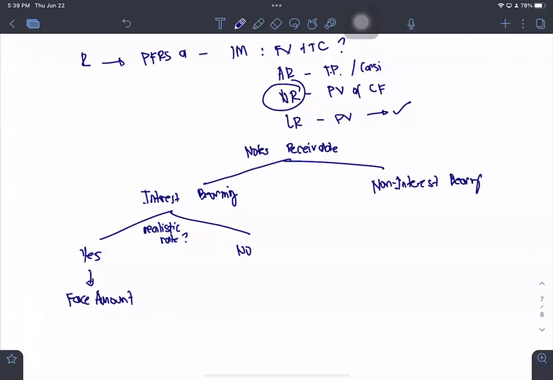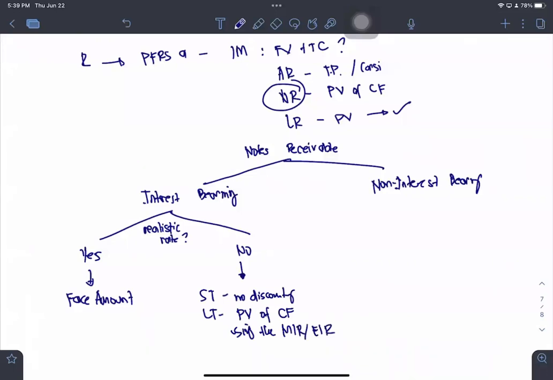So if it is realistic rate, then you measure it at your face amount. If not realistic rate, you need to determine whether it is short-term or long-term. Why? Because for short-term, again, we said there is no discounting. For long-term, you need to compute it at the present value of cash flows using the market interest rate or the effective interest rate. How about for non-interest bearing? For non-interest bearing, you classify it as either short-term note or long-term note. For a short-term note, again, there is no discounting. Therefore, you measure it at face amount. For long-term note, you measure it at the present value of cash flows.